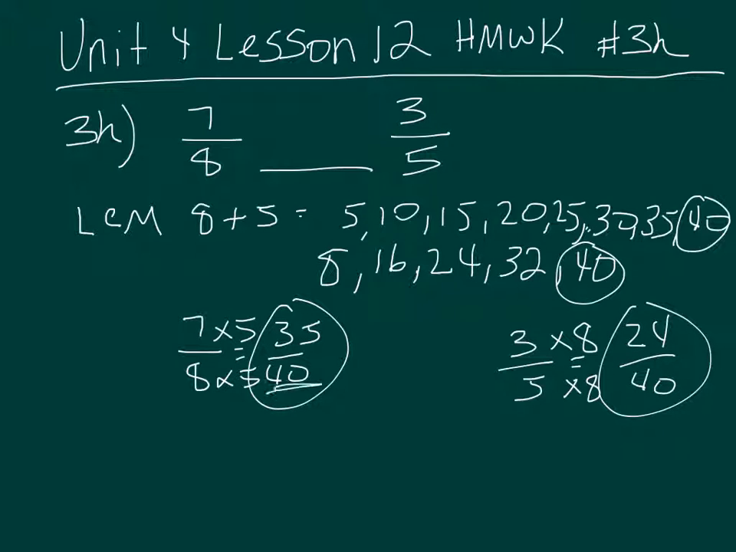So now that the denominators are the same, we can compare them. And obviously, 35 over 40 is much bigger than 24 over 40. So the open mouth eats the bigger fraction. So the answer would be 7/8.